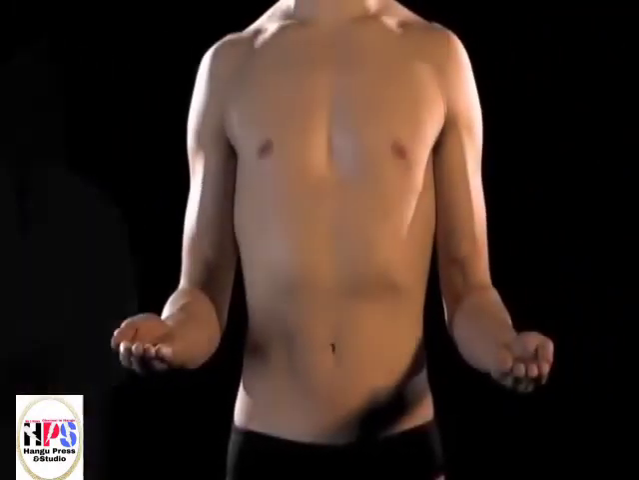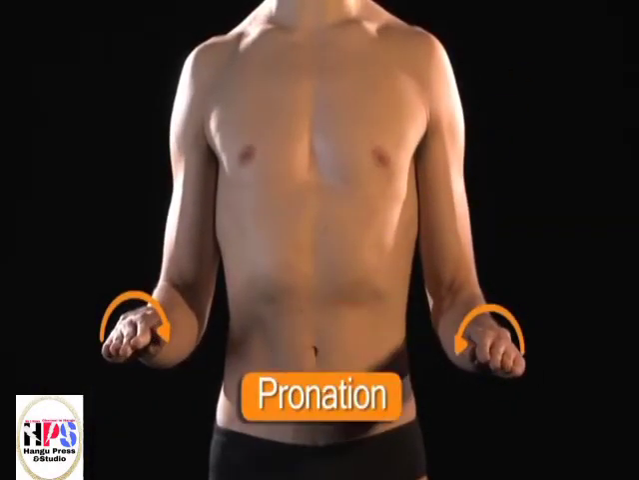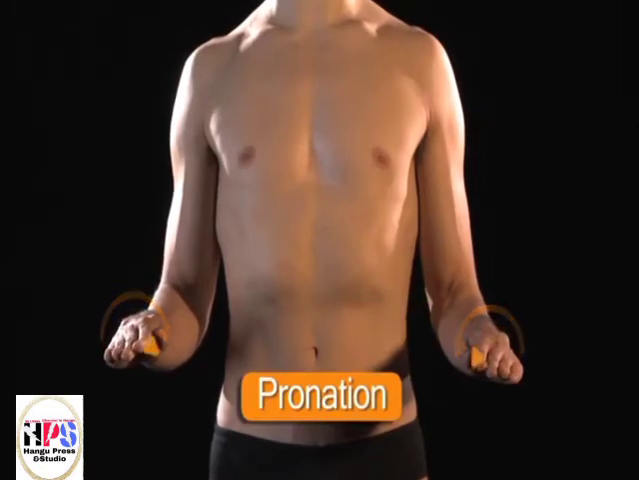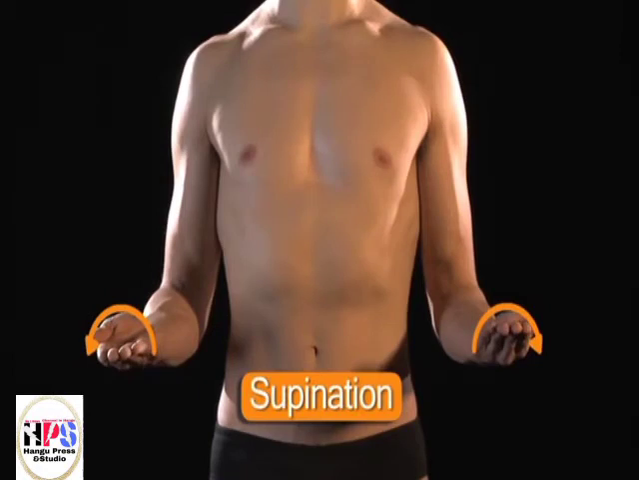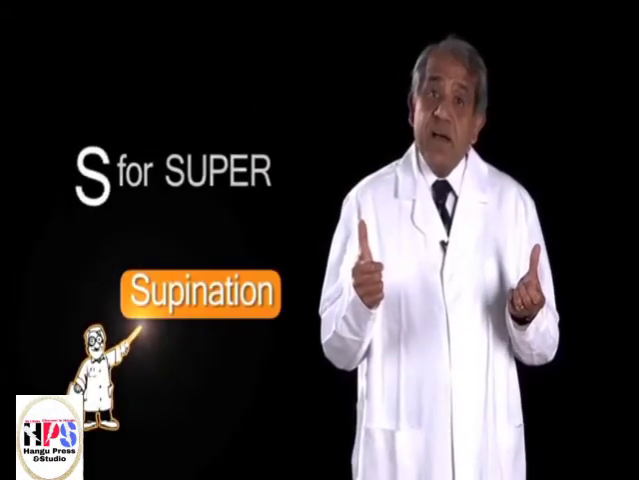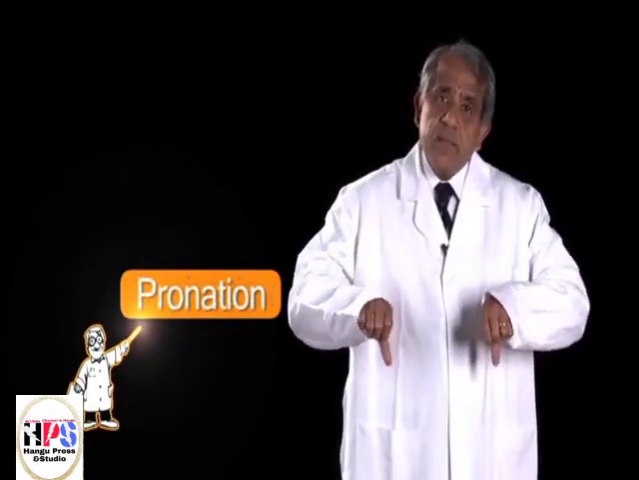Moving distally down the limb, you will observe that the forearm is capable of specialized rotatory movements. An inward rotation of the forearm is referred to as pronation, and returning the forearm to the original position constitutes supination. If you should have any difficulty in remembering which is supination and which pronation, simply remember the position of the thumb in each of these movements. In supination, thumbs up, S for super, and in pronation, thumbs down, P for pants. Easy.